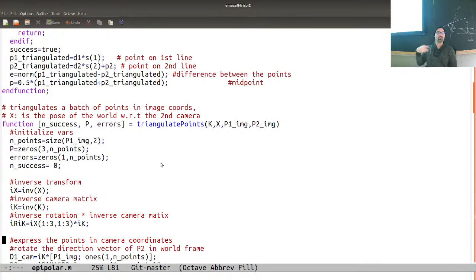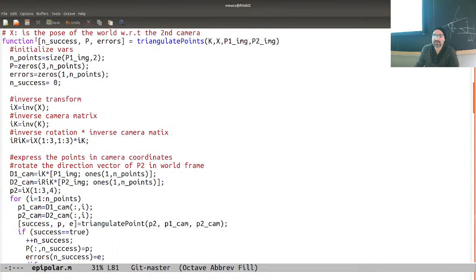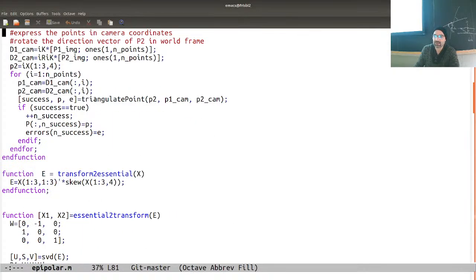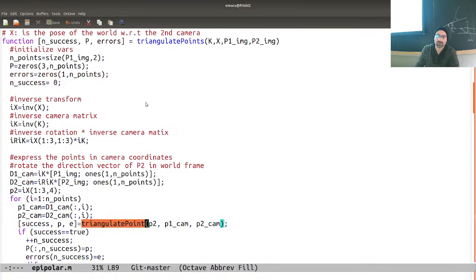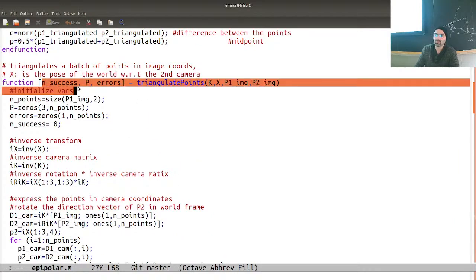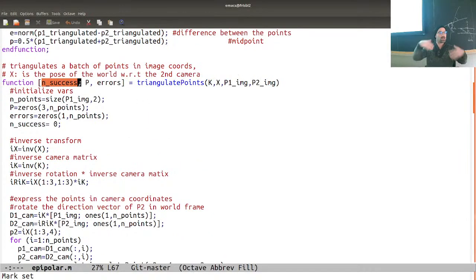Your colleague asked, could we just look at the error? The answer is no. You have to look also at the direction. All right. What this function does is nothing else than triangulate each individual point, right? And what it's going to do is return the number of points which are successfully in front of the camera, the points P, and also a vector of errors for each individual point.